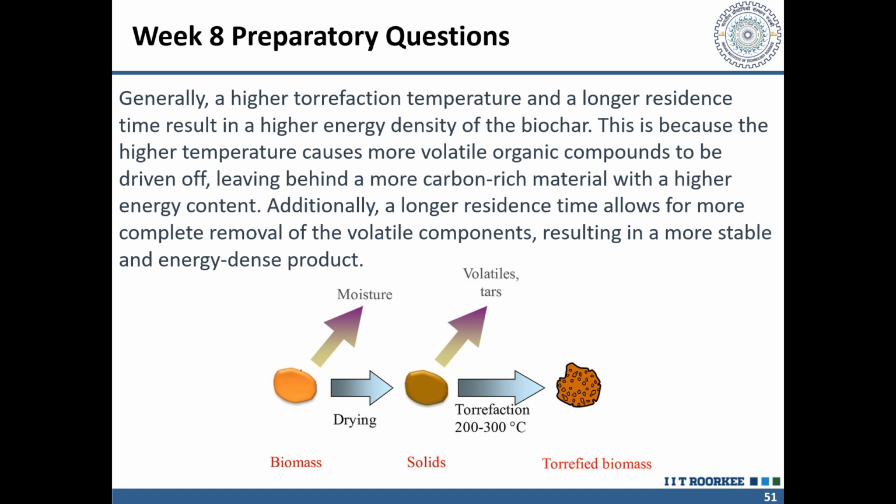Generally, in a biomass at 100 degrees Celsius, we can remove the moisture. But some volatiles and tars cannot be removed at 100 degrees Celsius. So we do torrefaction, that is 200 to 300 degrees Celsius. In this, volatiles and tars can be removed, and then this purified biomass can be used to produce biofuels.